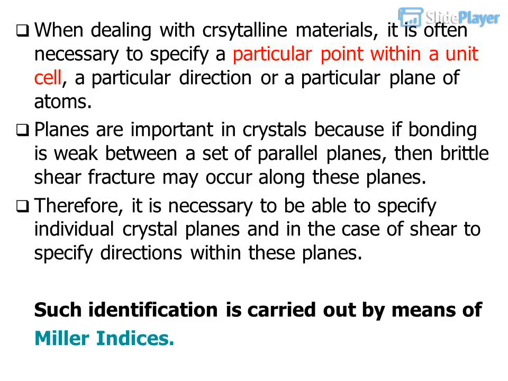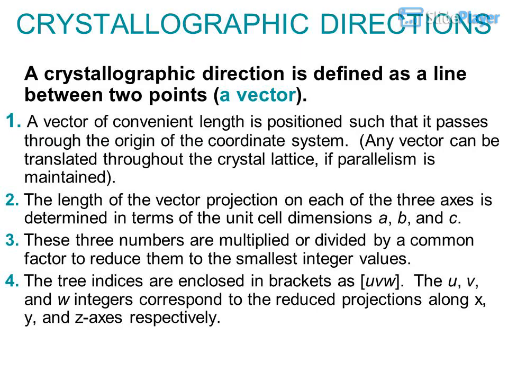Crystallographic directions. A crystallographic direction is defined as a line between two points, a vector. 1. A vector of convenient length is positioned such that it passes through the origin of the coordinate system. Any vector can be translated throughout the crystal lattice if parallelism is maintained. 2. The length of the vector projection on each of the three axes is determined in terms of the unit cell dimensions a, b, and c.